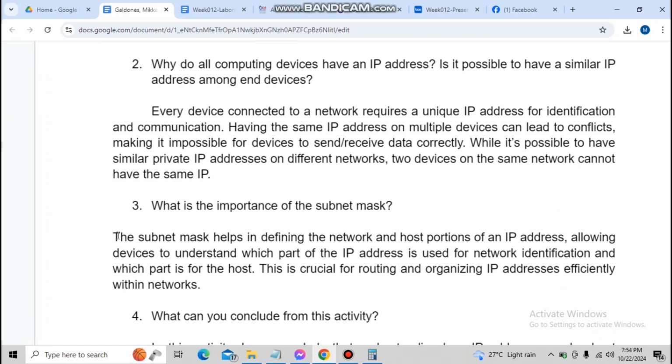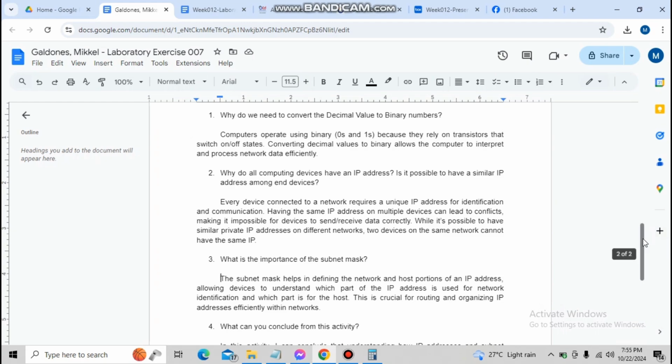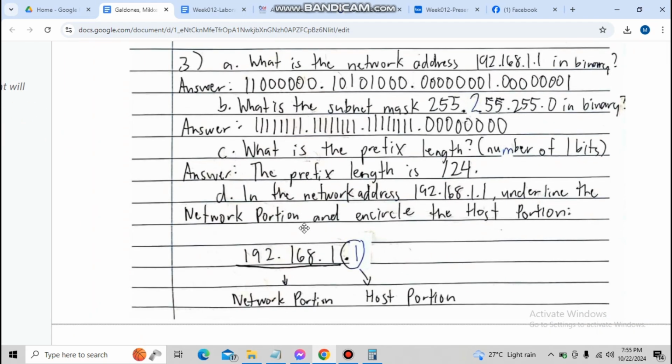We calculated this a while ago, and now we are asked its importance. As we could see a while ago, the first 3 parts of the subnet mask were all one, while the last part of the subnet mask was zero. The reason is that the subnet mask helps in defining the network and host portions of an IP address, allowing devices to understand which part of the IP address is used for network identification and which part is for the host. As we identified a while ago, the first 3 parts of our IP address are the network portion, and the last part is the host. So our subnet mask basically clarifies that.